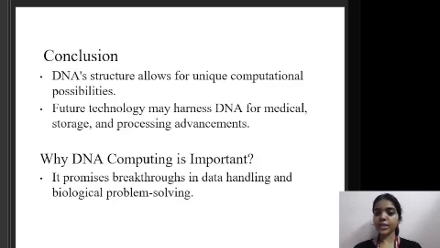Conclusion. DNA structures allow for unique computational possibilities. Future technology may harness DNA for medical, storage and processing advancements. Why is DNA computing important? It promises breakthroughs in data handling and biological problem solving.